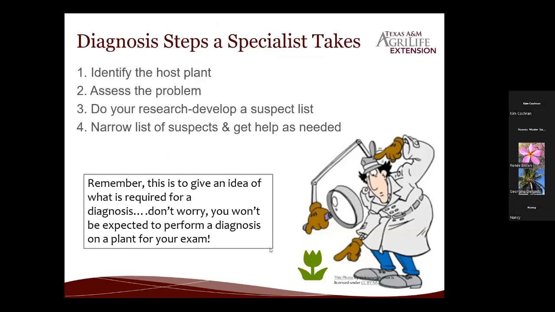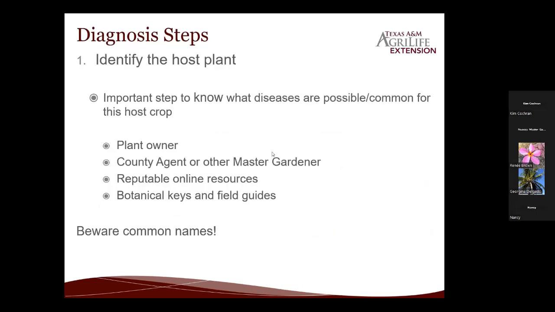So steps to diagnosis include identification of the host plant, assessing your problem, doing your research and developing a suspect list, and narrowing the list of suspects and get help as needed. And again, this is just to give you guys an idea of the process so you better understand what information to bring to specialists and your county agents. You're not going to be expected to actually diagnose.